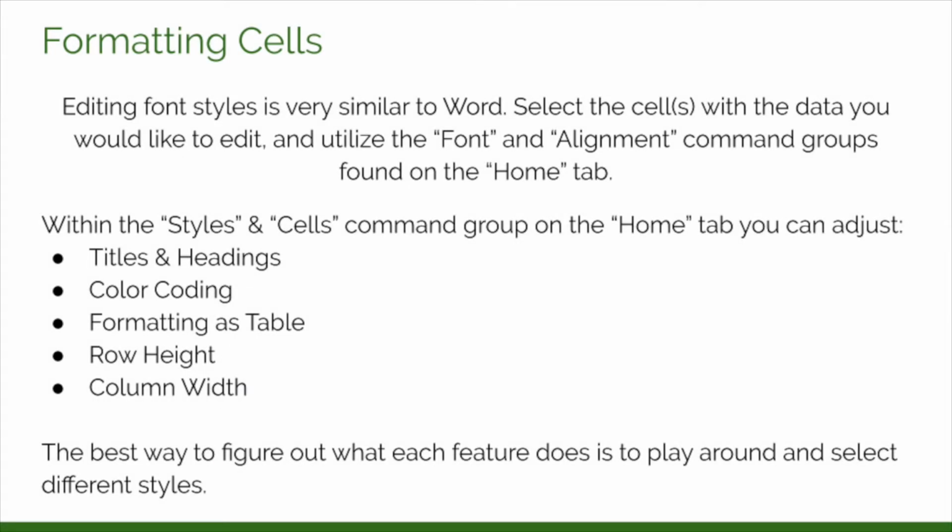Formatting your cells. Editing font styles is very similar to Word. Select the cell or cells with the data you would like to edit and utilize the font and alignment command groups found on the Home tab. Within the Styles and Cells command group on the Home tab, you can adjust titles and headings, color coding, formatting as a table, row height, and column width. The best way to figure out what each feature does is to play around and select different styles.